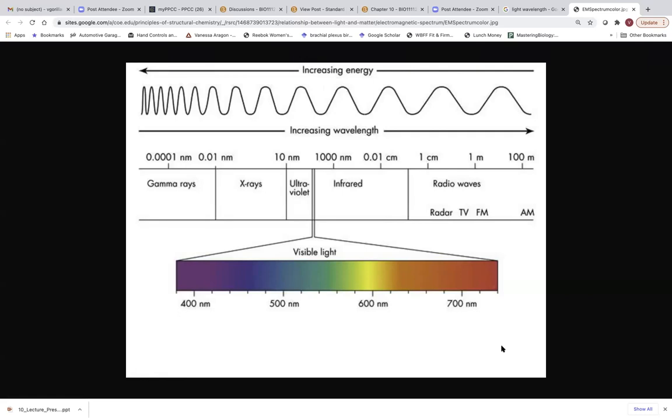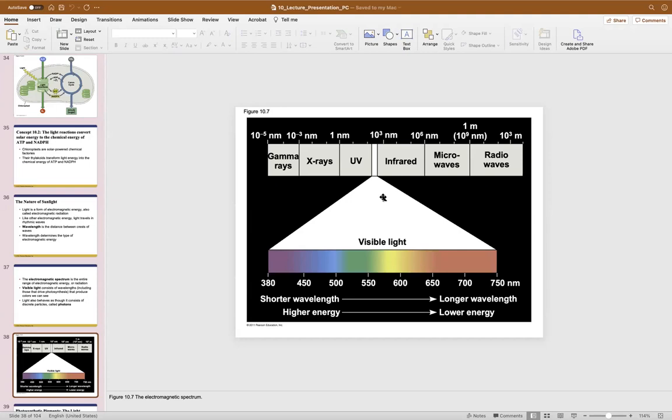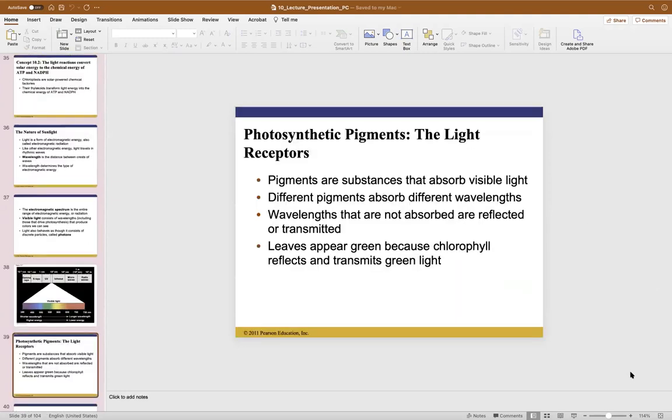Okay. Let's go back to our PowerPoint now. Sorry about that, friends. So I started mentioning pigments. Hang on for the moment. Let me make sure I got this PowerPoint showing correctly.